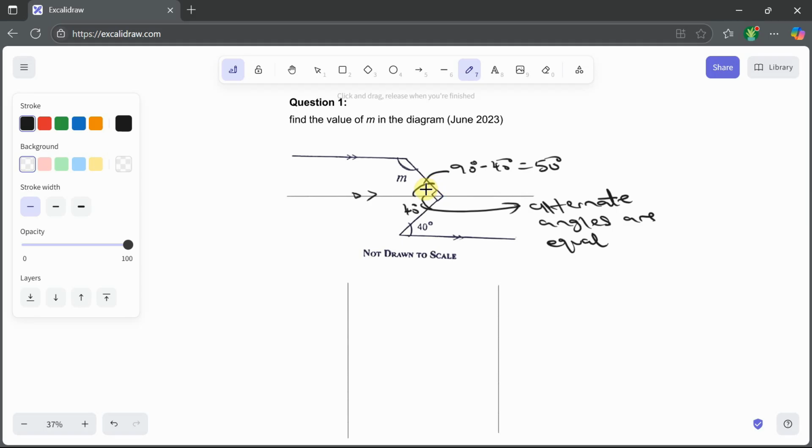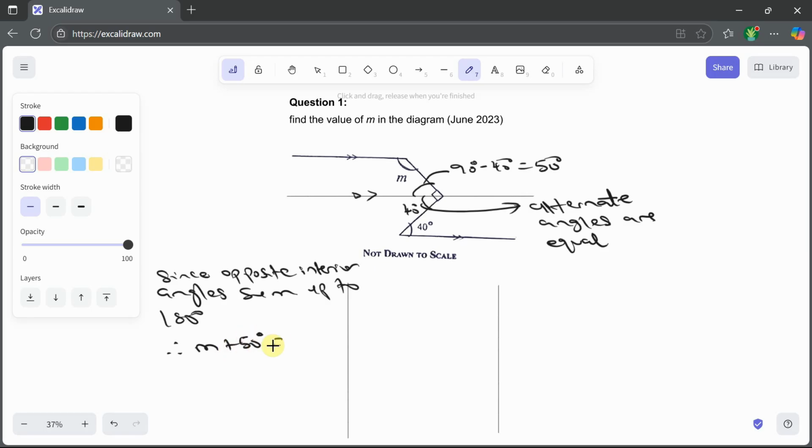Now that we know that, from one of the rules that we said, opposite interior angles sum up to 180 degrees. So I could say this m and this angle here is equal to 180 degrees, because this is between the two parallel lines. The opposite interior angles do always sum up to 180 degrees. We covered this in the previous video. So we could say therefore m plus 50 degrees is equal to 180 degrees, and our m will be equal to 180 degrees minus 50 degrees, which gives you 130 degrees.